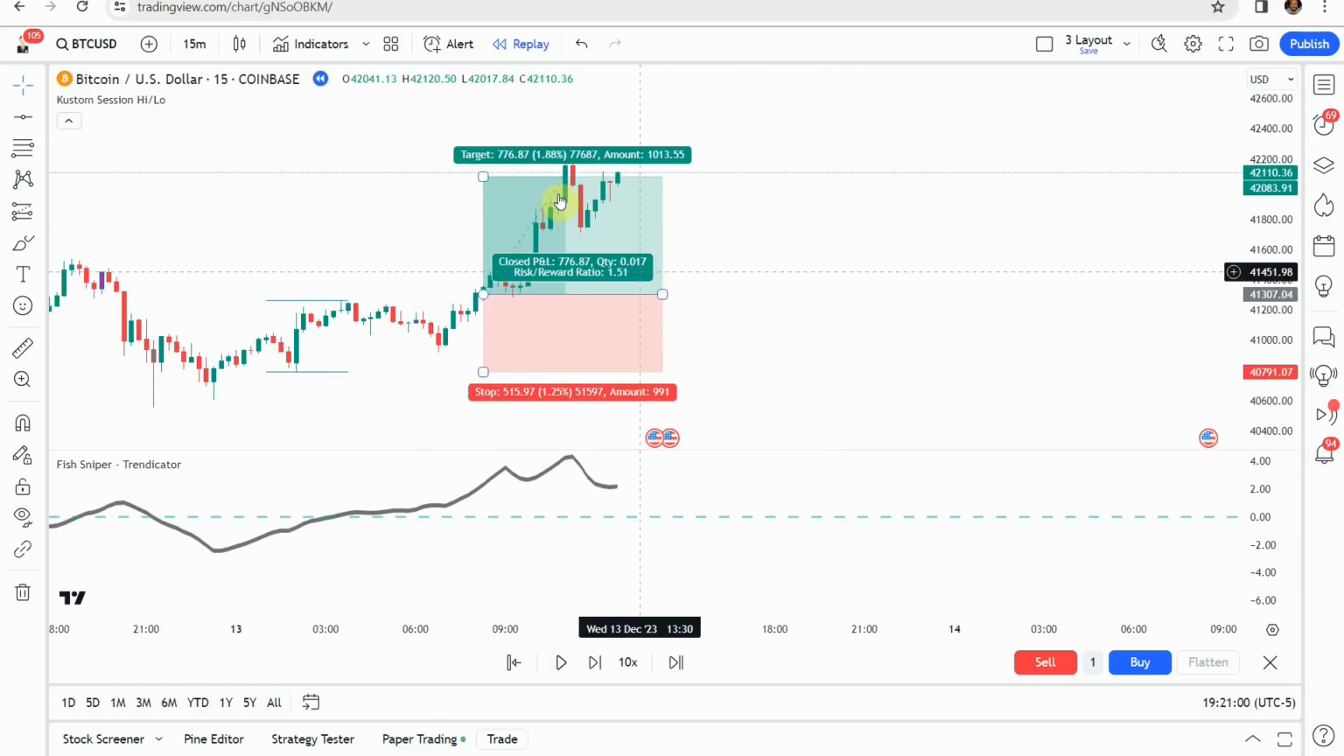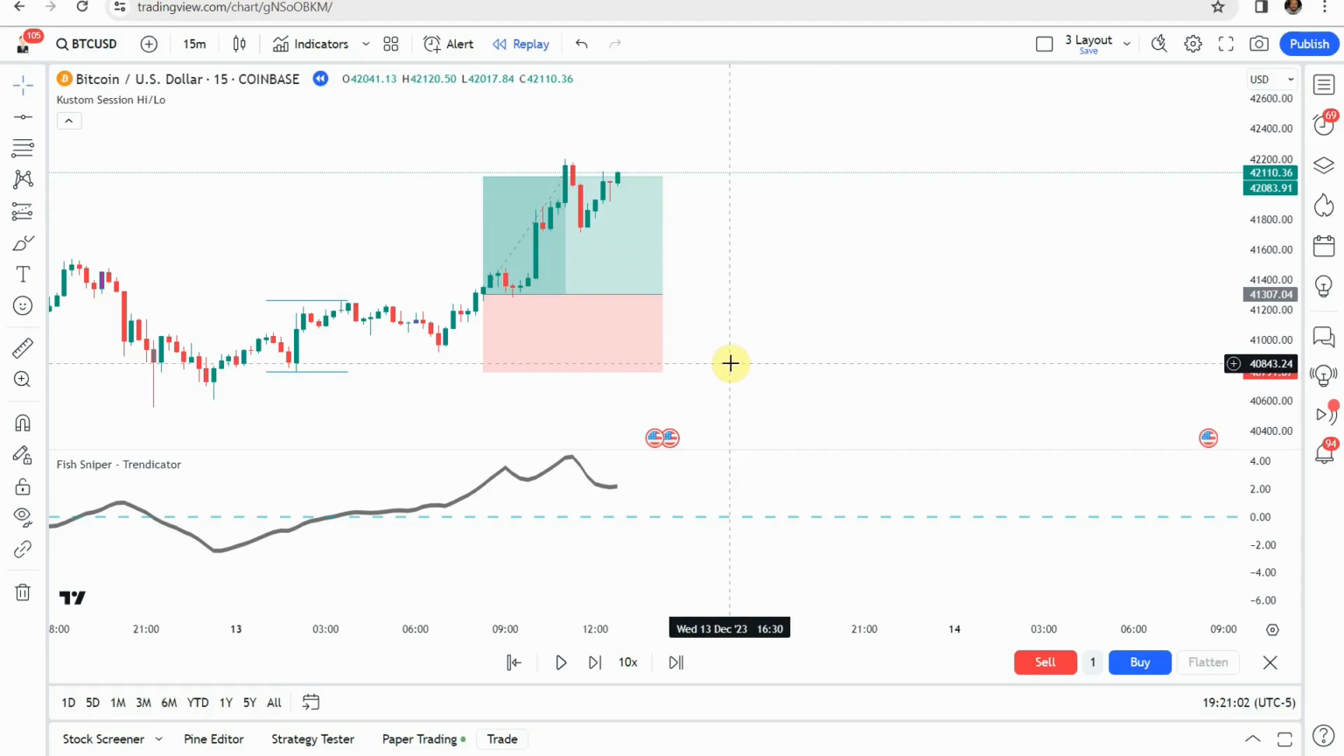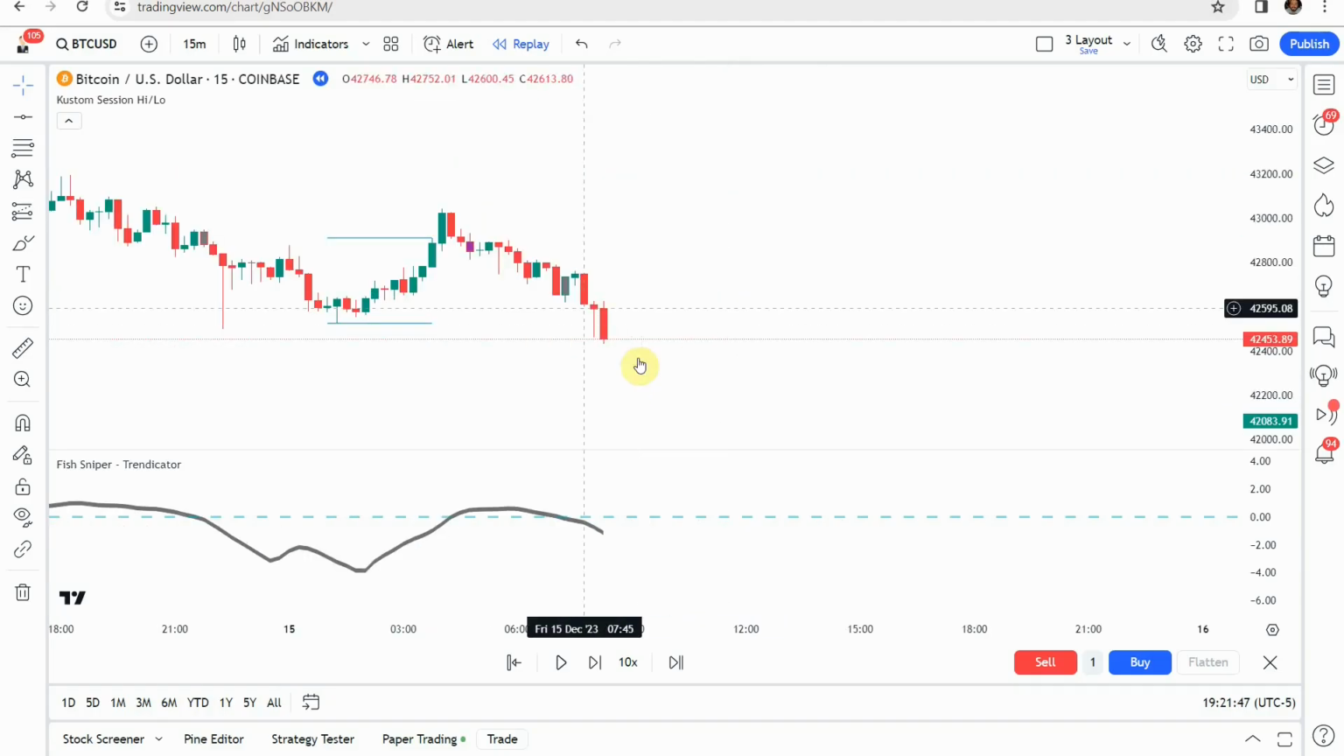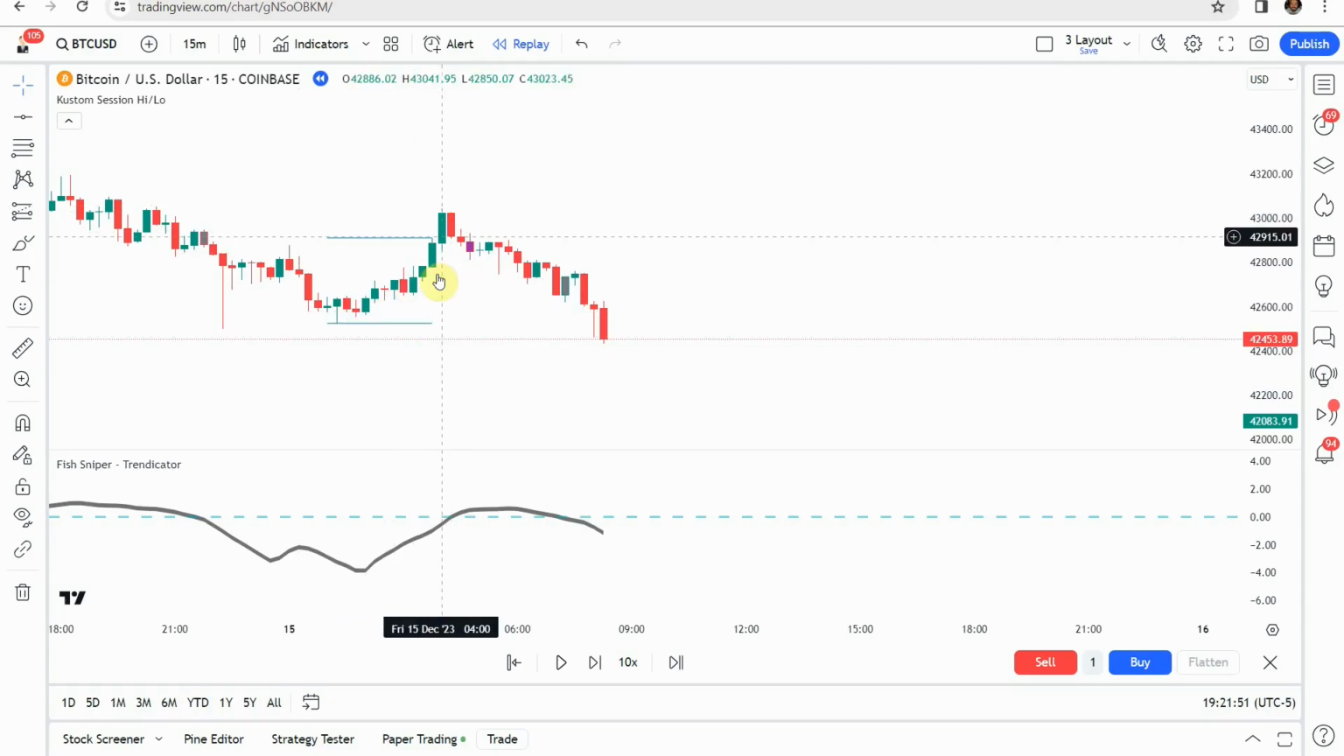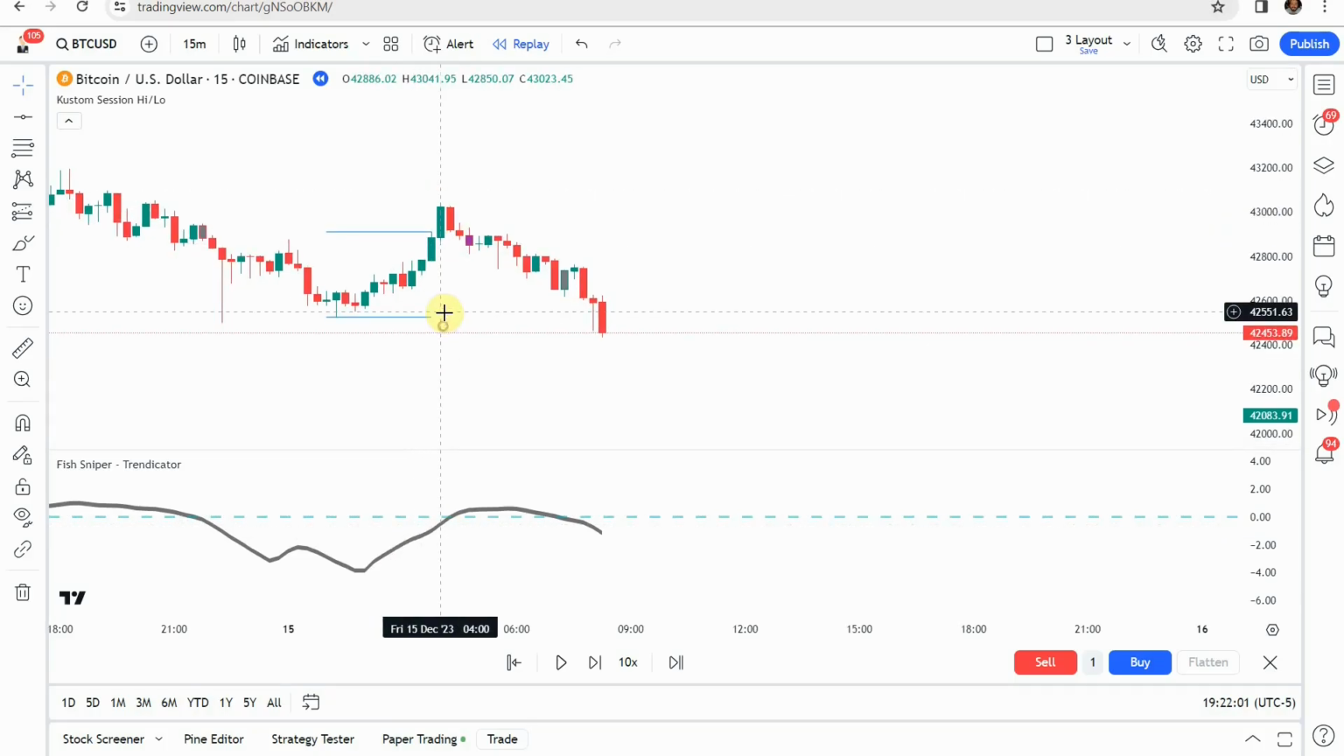You see price comes up and hits our take profit nicely. Alright, and for a short trade, what we're looking for again is the breakout of this range. So we actually get a breakout right here, but you can see that if we look at the fish sniper indicator down here at the bottom, it is below that dashed line. So that would invalidate that entry there.